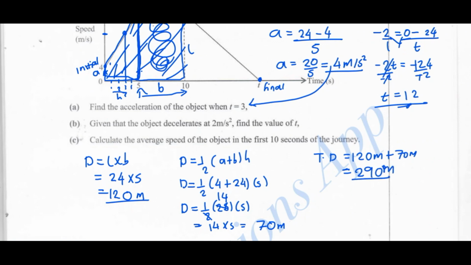Now, average speed is equal to 190 over total time taken. We are just interested in 10 seconds, so over 10. So if we cancel, we have 19 meters per second.